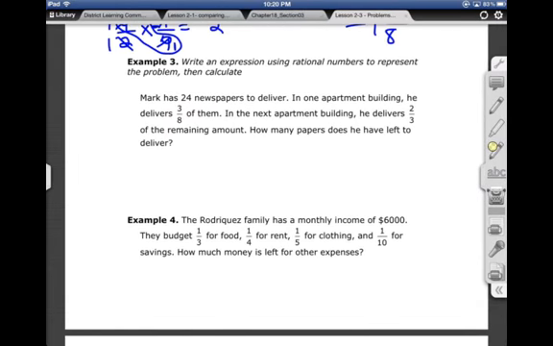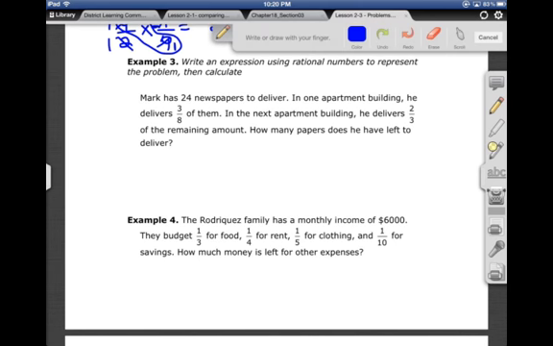Now our lesson has a couple of word problems, which we'll go through a little bit quicker, not too much quicker. There's a newspaper example. Mark has 24 newspapers to get out. He delivers 3/8 of them here and then 2/3 there. Okay, how do you approach a problem like this?